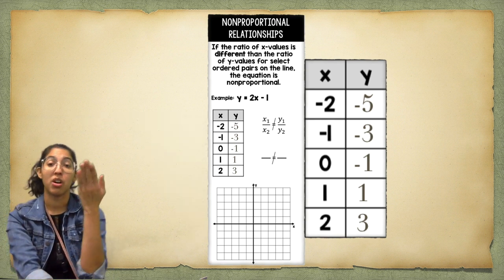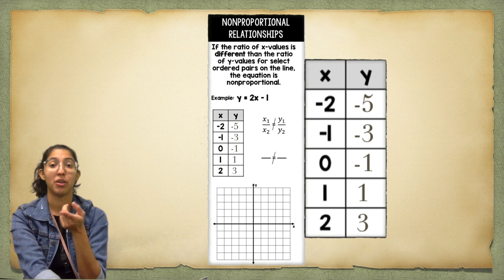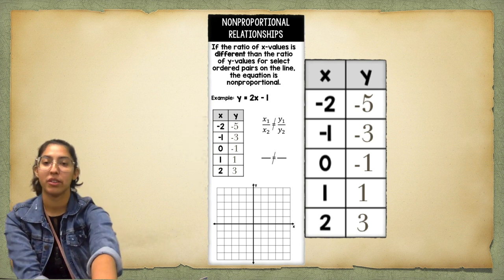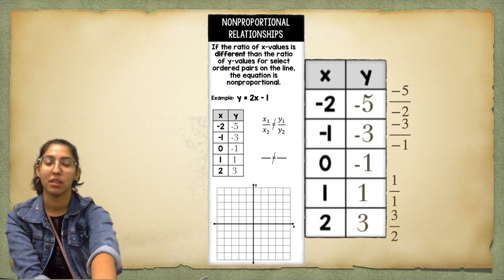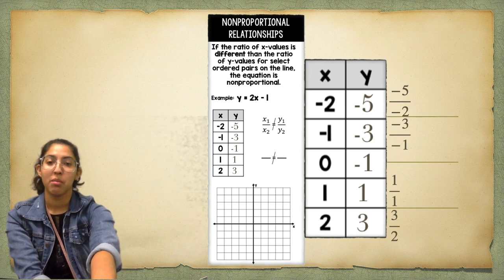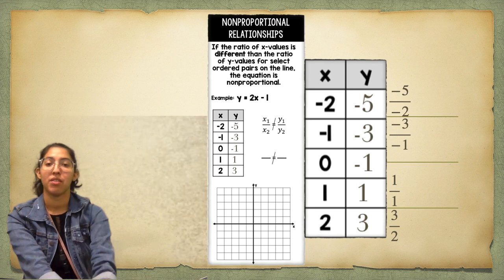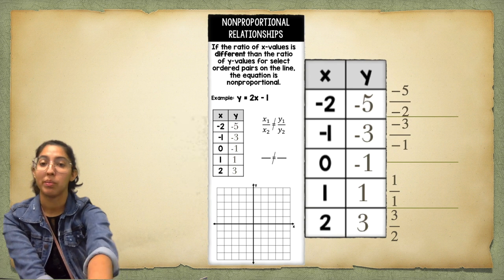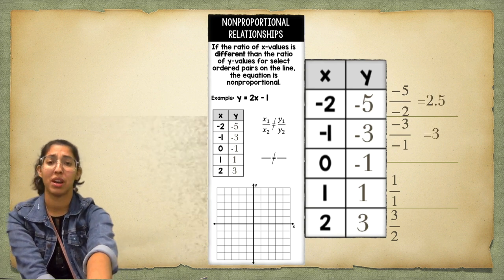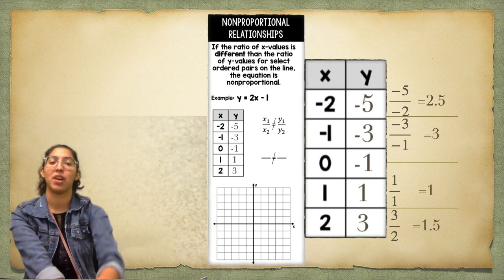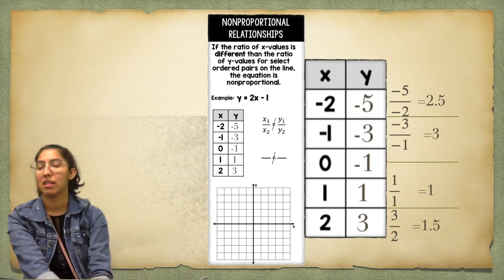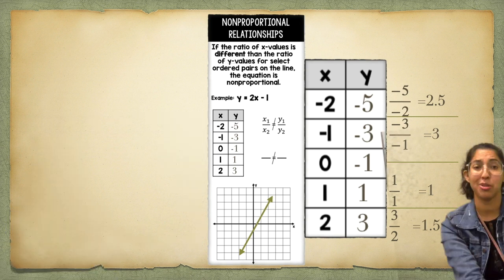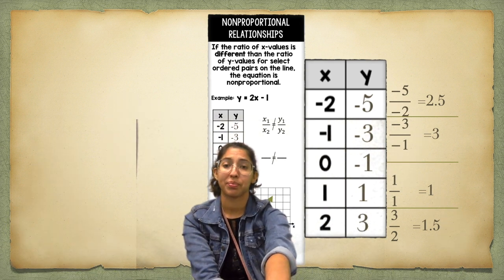So again, you can already see that we don't go through the origin, so we don't have the coordinate (0, 0), which would automatically make this not proportional. But we're still going to take all of our coordinate pairs and simplify them by putting y over x, so -5 over -2, -3 over -1, 1 over 1, and 3 over 2. So we end up with 2.5, 3, 1, and 1.5. Since none of those are the same, this is not a proportional relationship. And we see that it doesn't go through the origin, so that's not proportional.